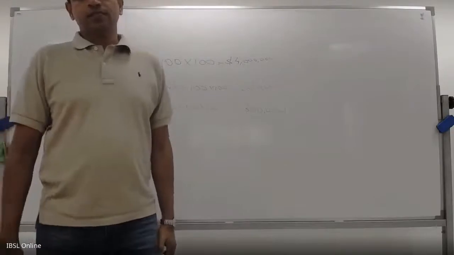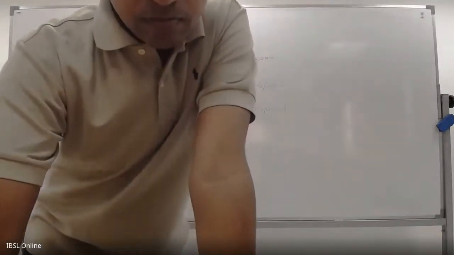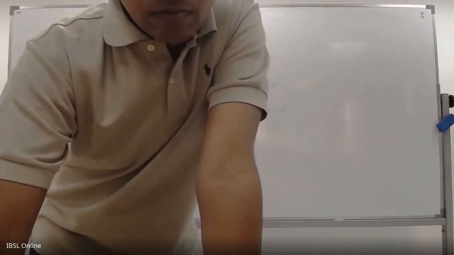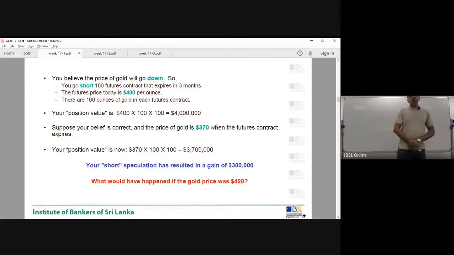Let's try this example. You believe the price of gold will go down, then you need to go short, right? So you go short 100 futures contracts that expire in 3 months. The futures price today is $400 per ounce, with 100 ounces in each contract. It's the same thing, but this time you're going short. That means you are receiving dollars: you will receive $4 million.